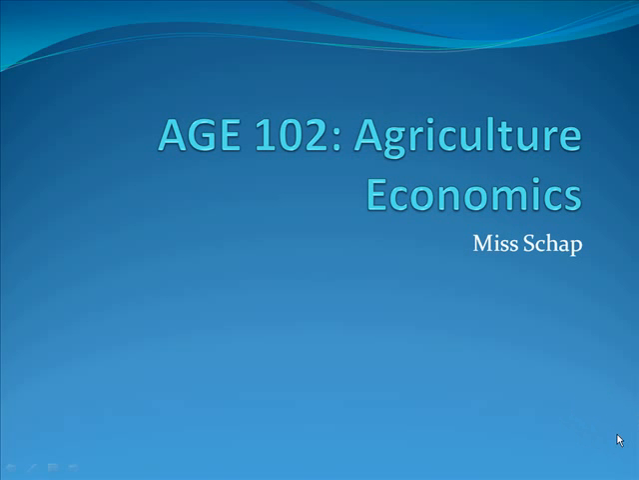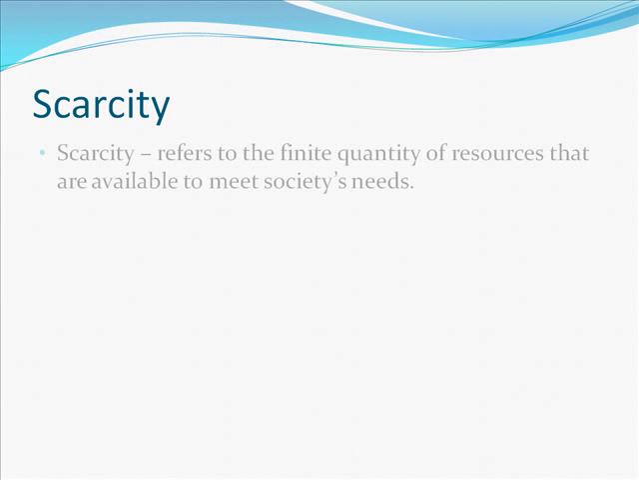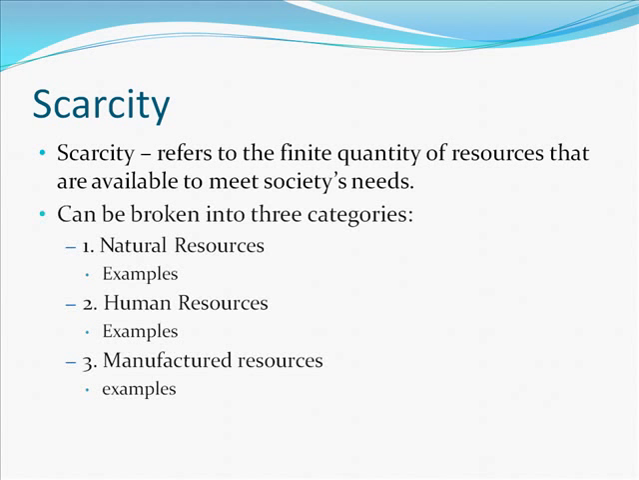We're going to go ahead and jump right into our agriculture economics textbook with chapter 1, and one of the first concepts that's very important in economics is the concept of scarcity. So scarcity refers to the finite quantity of resources that are available to meet society's needs, and they can be broken down into 3 different categories. So we have some natural resources, some human resources, and some manufactured resources.